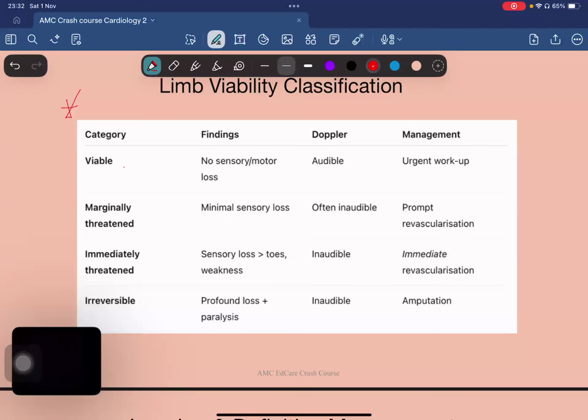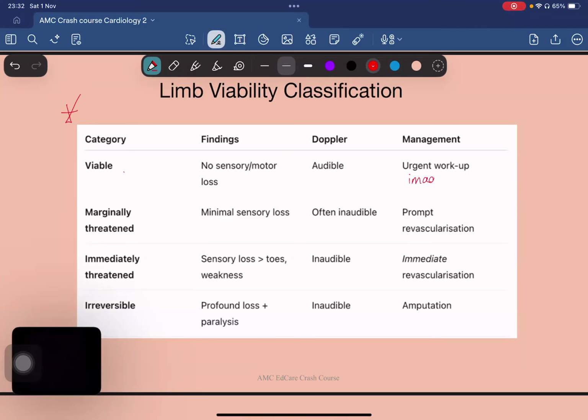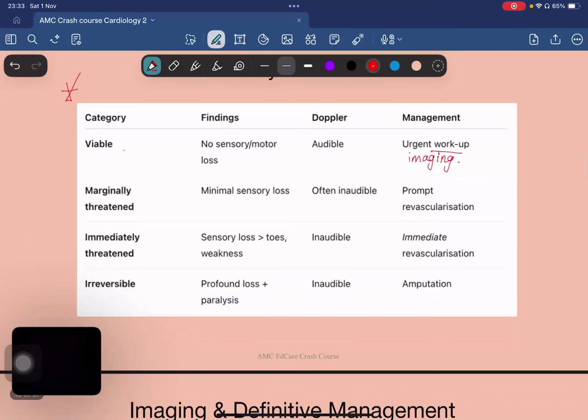The viable limb has no sensory or motor loss, and through Doppler it's audible. So what we would need in patients like this is, I would say, imaging and a work-up, but this wouldn't indicate immediate surgery, so we are still good to go. And then marginally threatened would be minimal sensory loss.